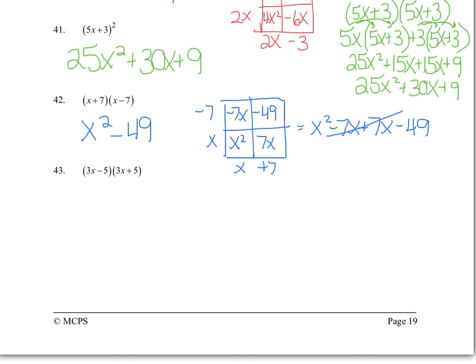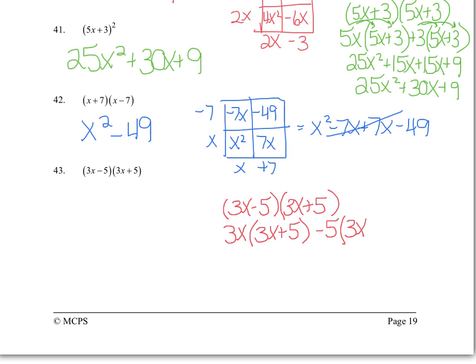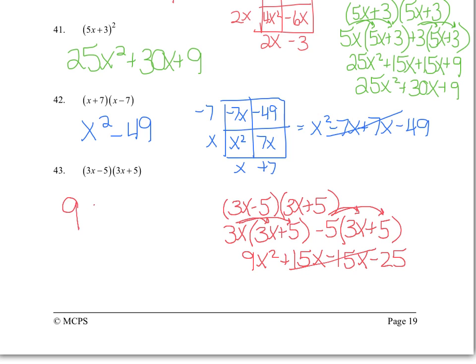And our last one is 3x minus 5 times 3x plus 5. This is going to be 3x times my second binomial of 3x plus 5, and negative 5 times my second binomial of 3x plus 5. 3x times 3x is 9x squared. 3x times 5 is positive 15x. Negative 5 times 3x is negative 15x. And negative 5 times 5 is negative 25. Again, 15x minus 15x cancel out, and we're left with 9x squared minus 25.